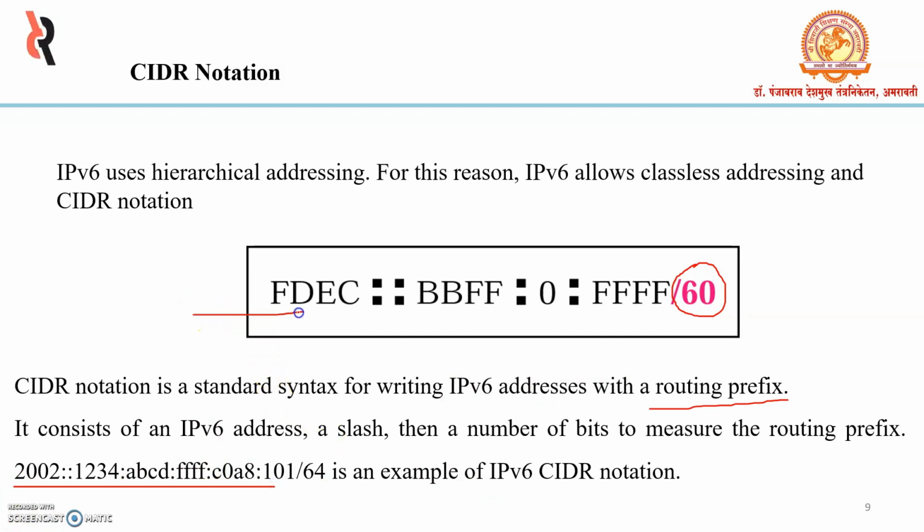So here this will be the example. This is also an example, /64. It is an example of IPv6 CIDR notation.